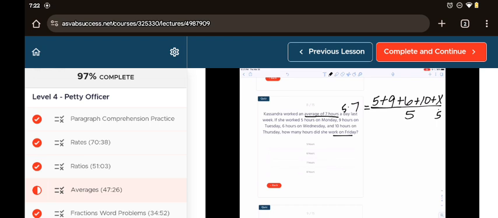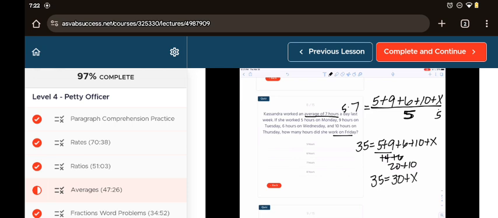Because this whole thing here is a fraction and it's being divided by 5. So to reverse it, we do the opposite. So now this is 35 is equal to 5 plus 9 plus 6 plus 10 plus X. Okay? So 5 plus 9 is 14. Plus 6 is 20. Plus 10 is 30. So 35 equals 30 plus X.